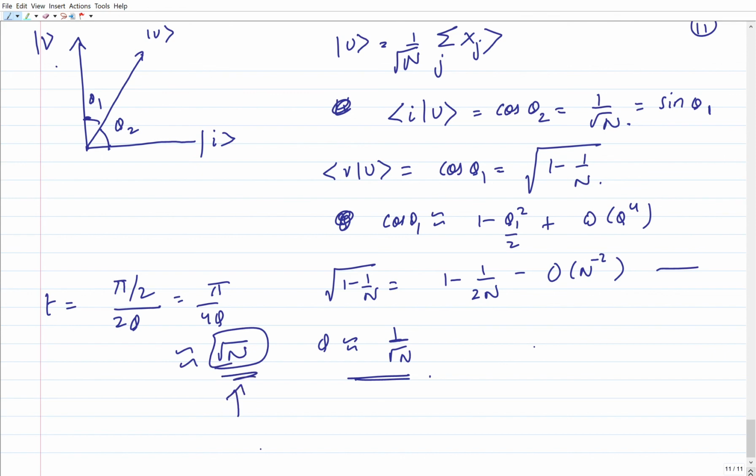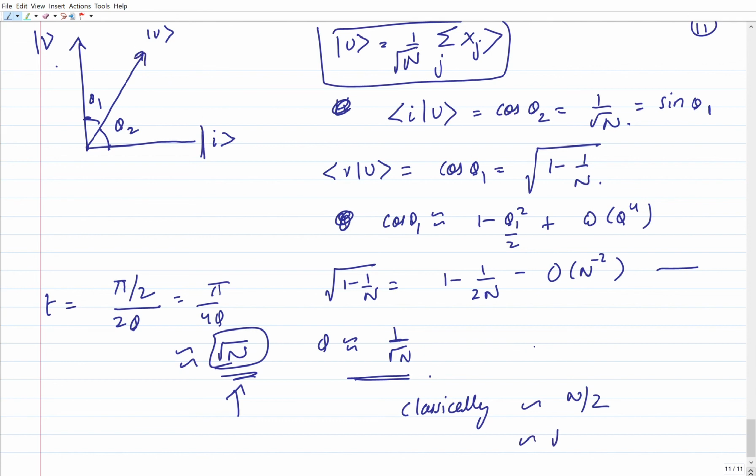So classically, I was taking n over 2 queries, opening the directory. Quantum mechanically, using quantum parallelism, I process all the states in parallel and then amplify the amplitude of the solution state, and I do it in square root of n steps. So that's a quadratic speedup that we were talking about.